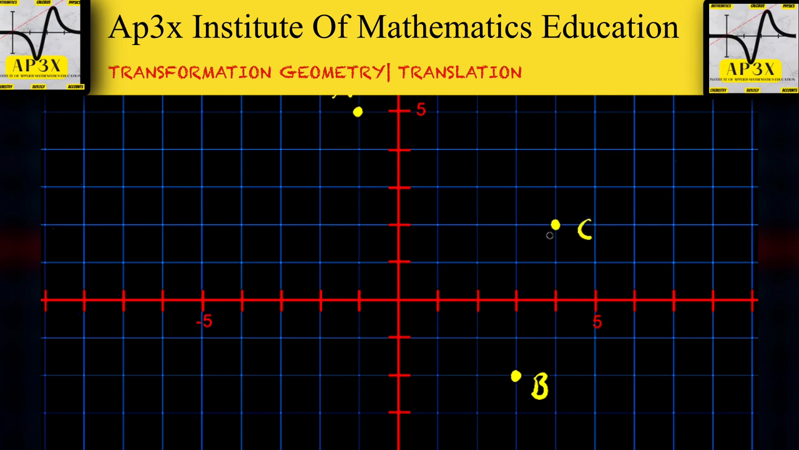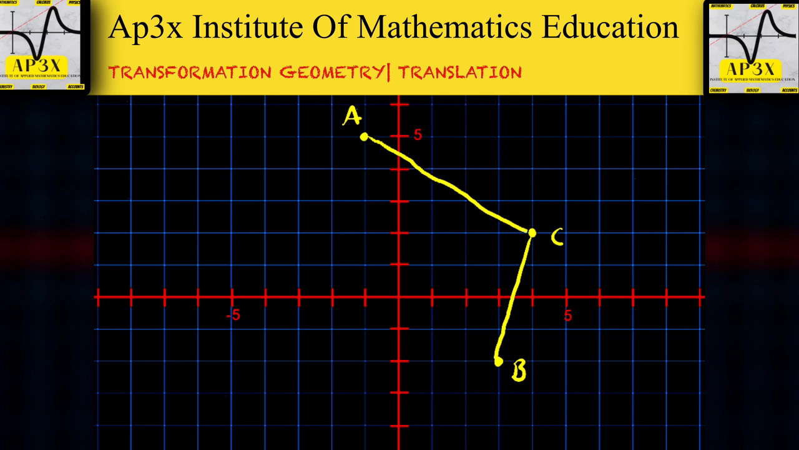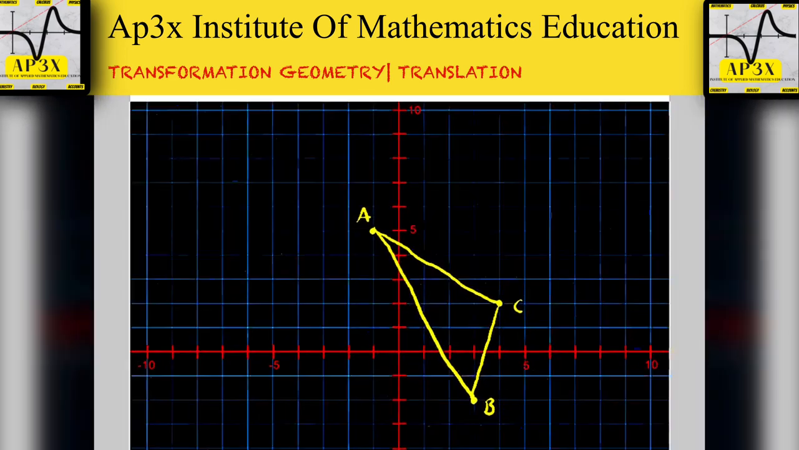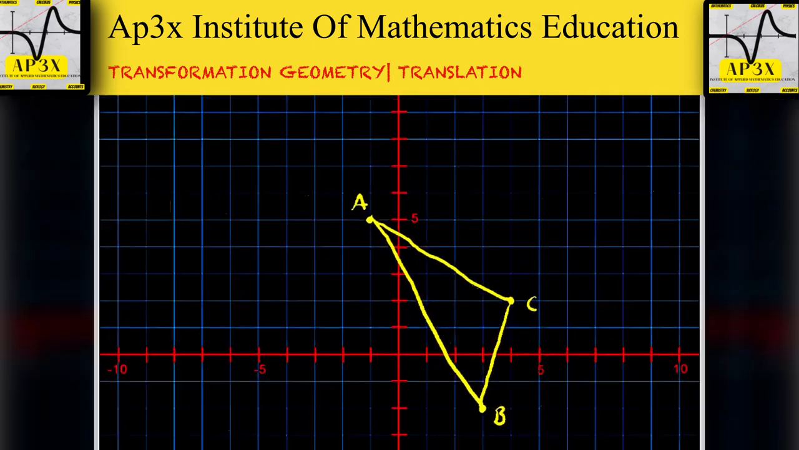I'm going to proceed then to connect C to B. I'm going to then connect A to C, and I'm going to finish off by connecting, say here, A to B. And so I have this particular triangle that I am looking at here.